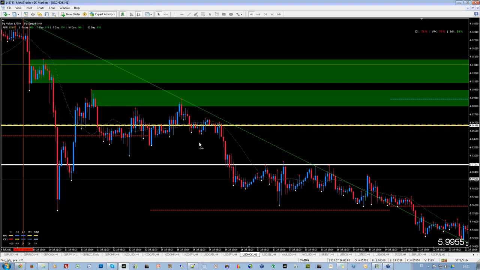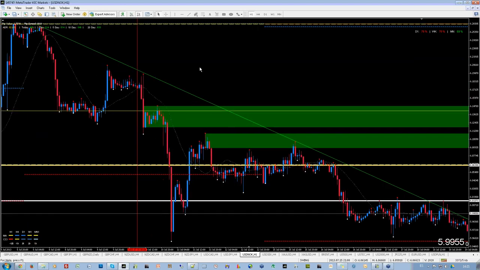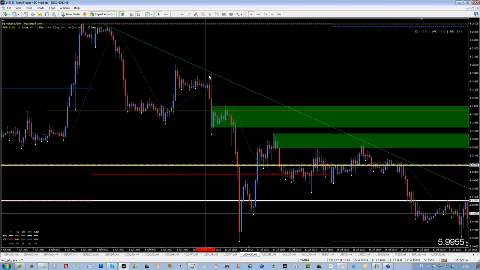I don't know what you mean. Before? There's nothing before. This is the first one, and this is the second one. There's nothing before. I mean, this is not a level. This is not a level. I have to draw the trend line because it's not.